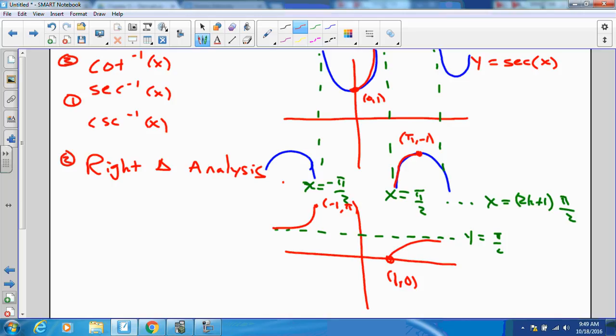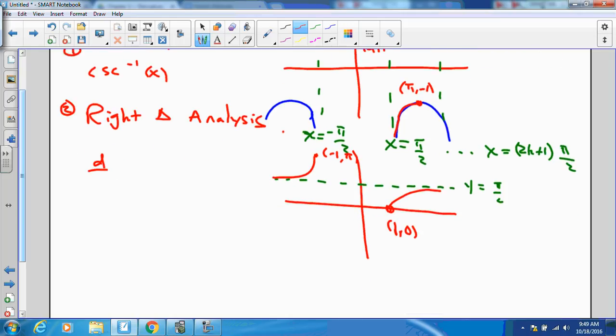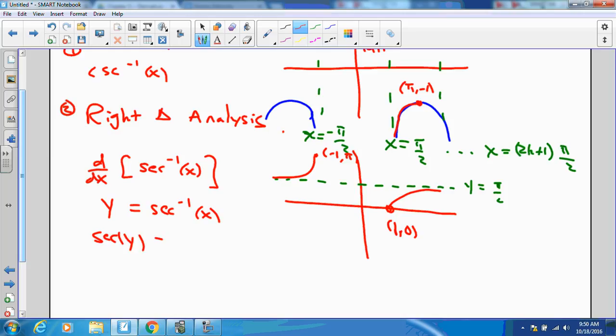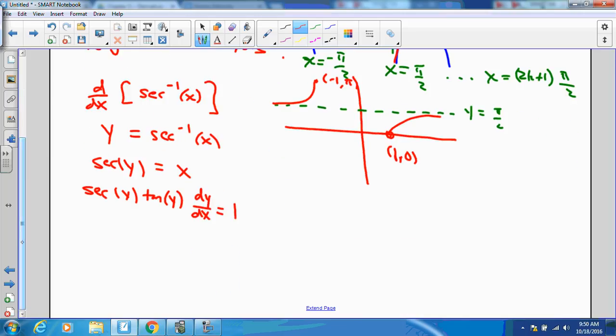Now when I do the derivative, something gets really interesting. What is the derivative of inverse secant? Well, I do the same procedure that I did before. So secant y equals x, and now I get secant y tangent y dy dx equals 1. So the dy dx is equal to 1 over secant y tangent y.